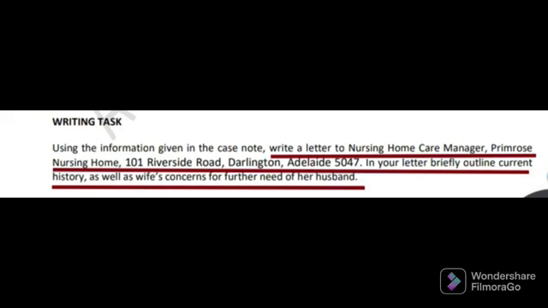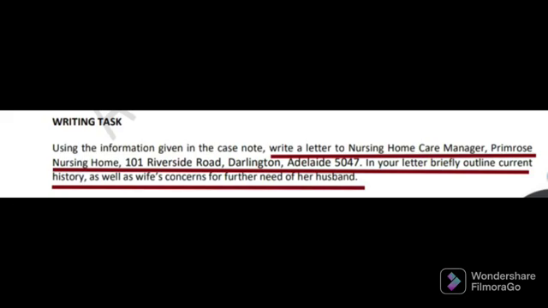Anyway, we will move to the writing task first. Using the information given in the case note, write a letter to the nursing home care manager, Primrose Nursing Home, 101 Riverside Road, Darlington. So here the reader is the nursing home care manager and the address is given. In your letter, briefly outline the current history as well as the wife's concern for further needs of her husband.